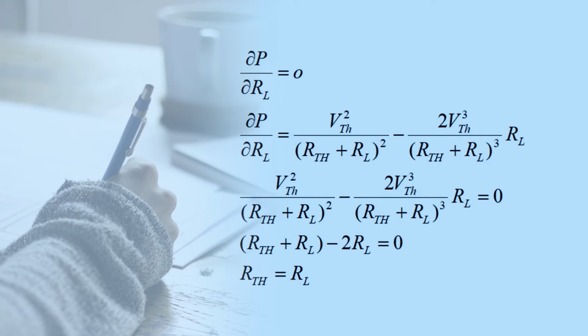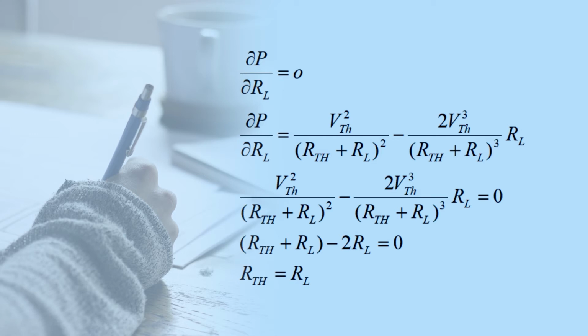So differentiation of x to the power n is equal to what? n x to the power n minus 1. So just put this formula here. So it will be what? It can be written as minus 2 VTH square upon RTH plus RL whole cube. So the final expression of this differentiation del P over del RL can be written as VTH square upon RTH plus RL whole square minus 2 VTH square upon RTH plus RL whole cube multiplied by RL.